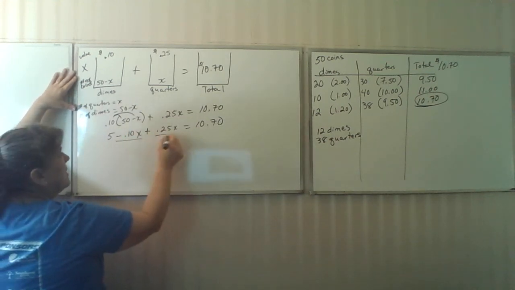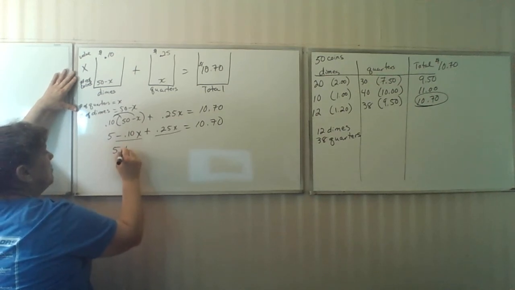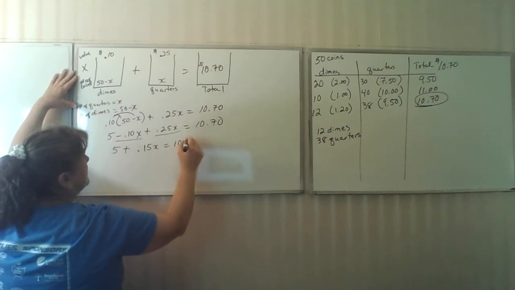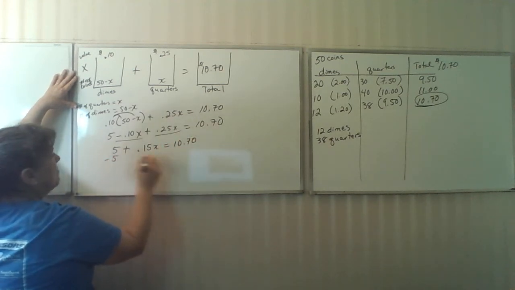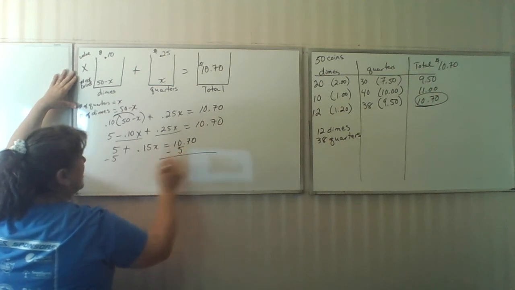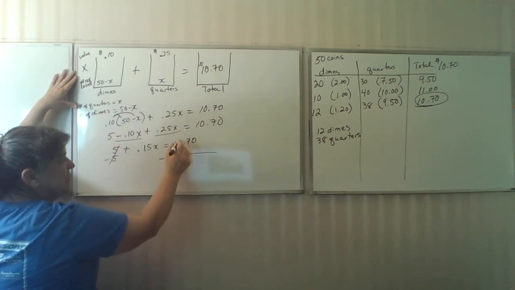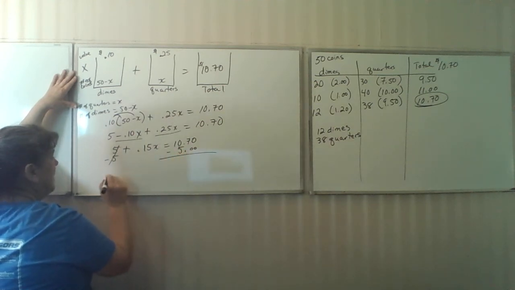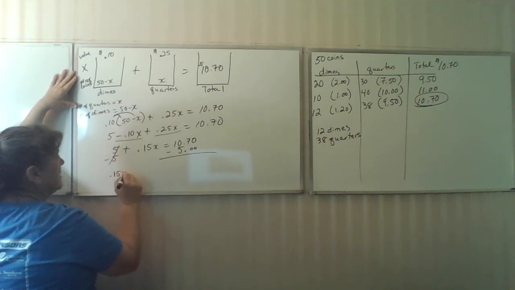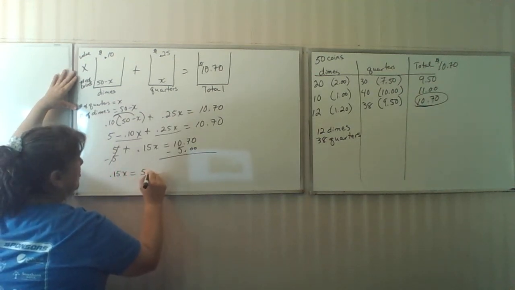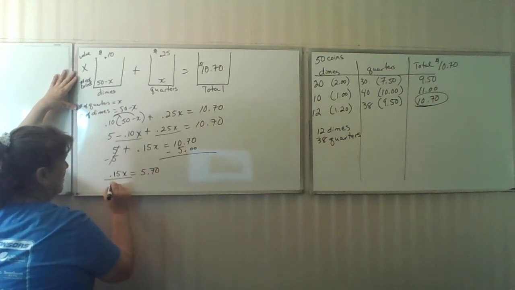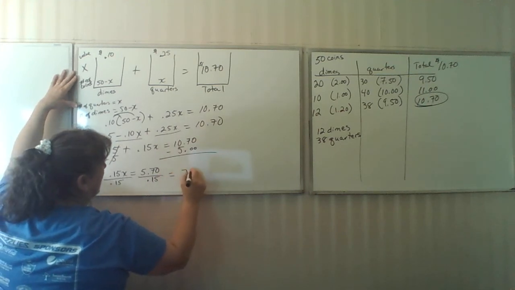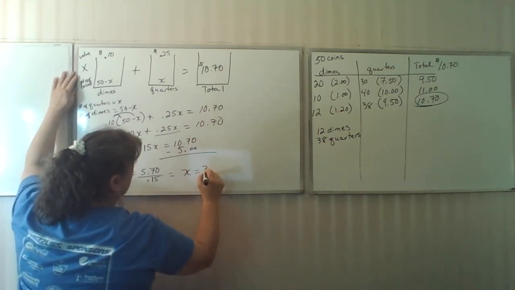Now combine my like terms, and I have 5 plus 0.15X is equal to $10.70. Subtract my 5, and notice when I subtract that 5, where does it go? It goes underneath the 0 of my 10 because that's the place value. And this gives me 0.15X is equal to 5.70. Divide by 0.15. And this is going to give me X is equal to 38.